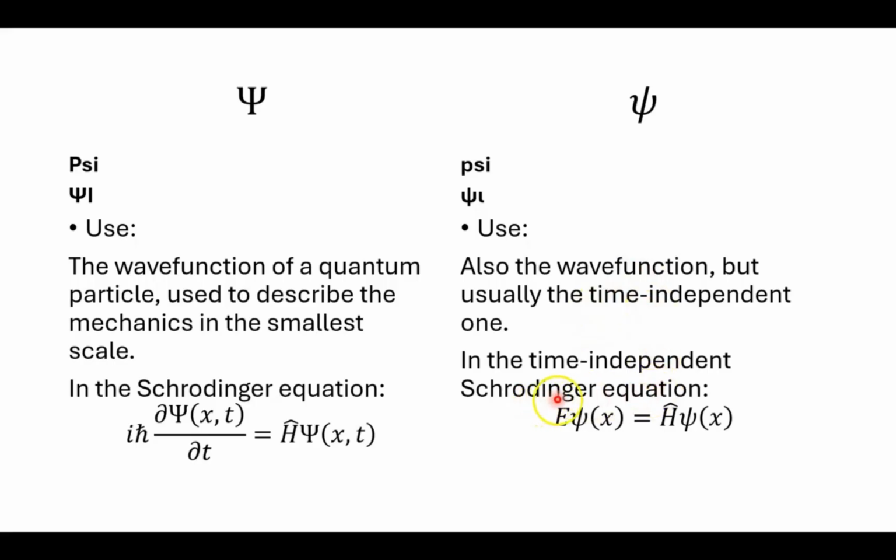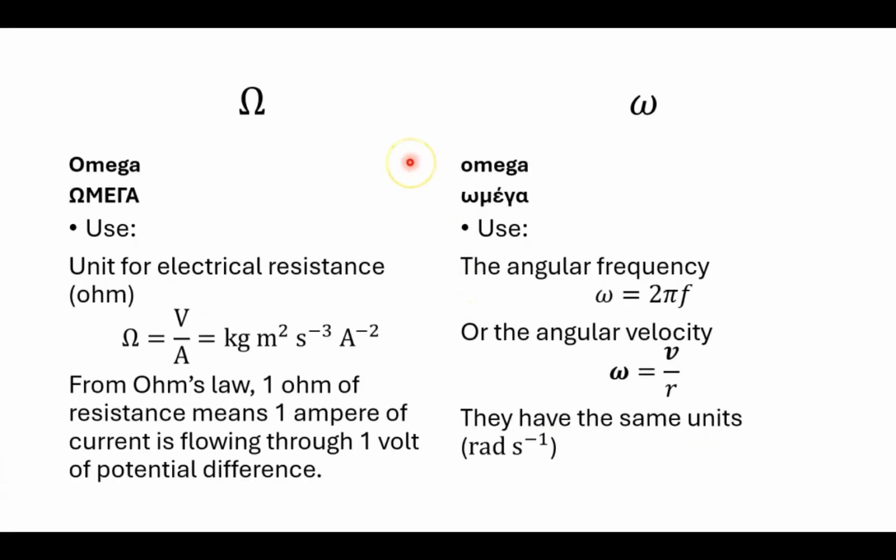The time-independent Schrödinger equation is simplified from separation of variables. It tells you that the energy times the wave function is the same as the Hamiltonian operator acting on the wave function. Okay, now for the last letter, the omega.